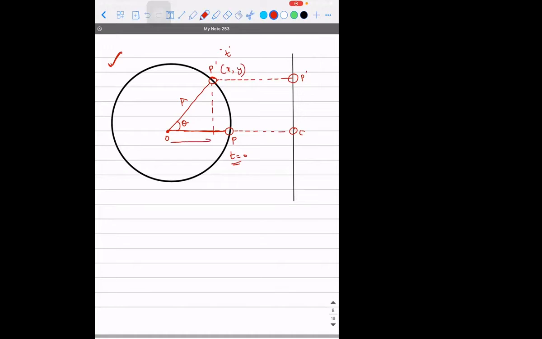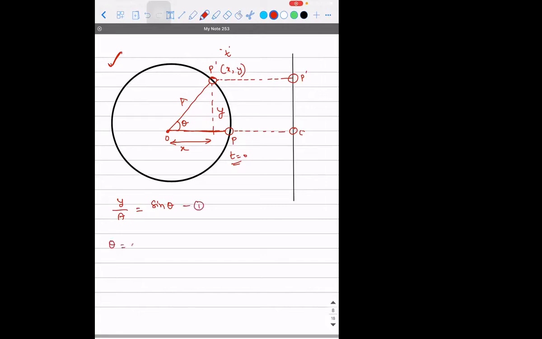So if I take this distance as x and this distance as y, then what can I say that y divided by A is equal to? If I take the right angle triangle, what is y divided by A? Sin theta. Correct? Let this be equation number 1.